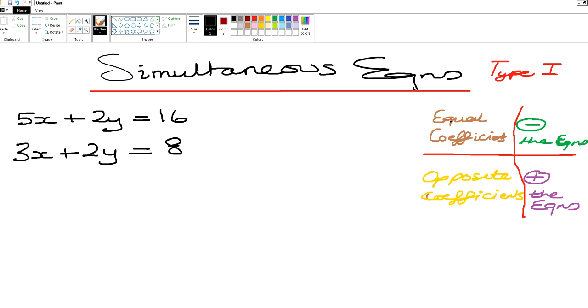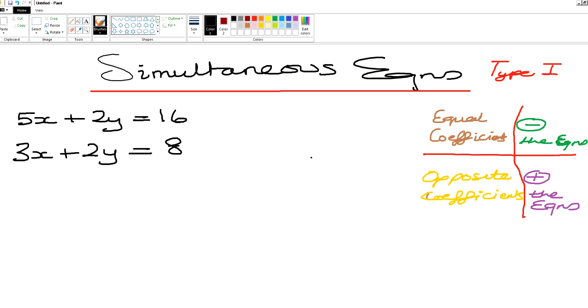Bismillah. We're looking at type 1. I call this type 1 simultaneous equation because the coefficients are already equal or opposite. So there's nothing really much to do in terms of manipulation apart from adding or minusing the equations. When we solve simultaneous equations in this particular way, what we need to do is look at the coefficients. That's the key word I want you to think about: coefficients of the x and y values.